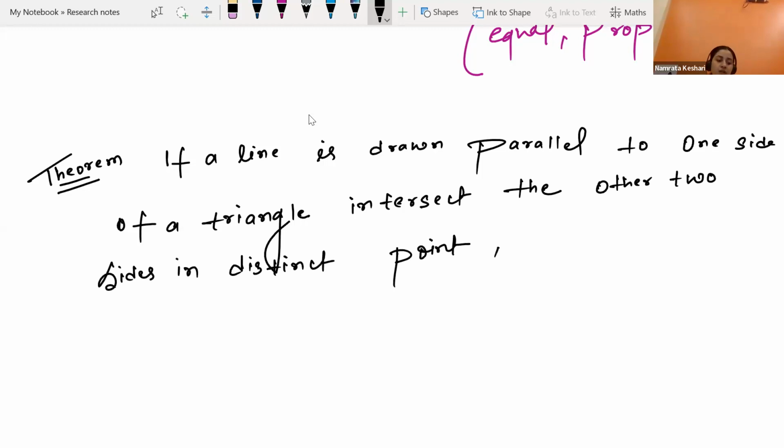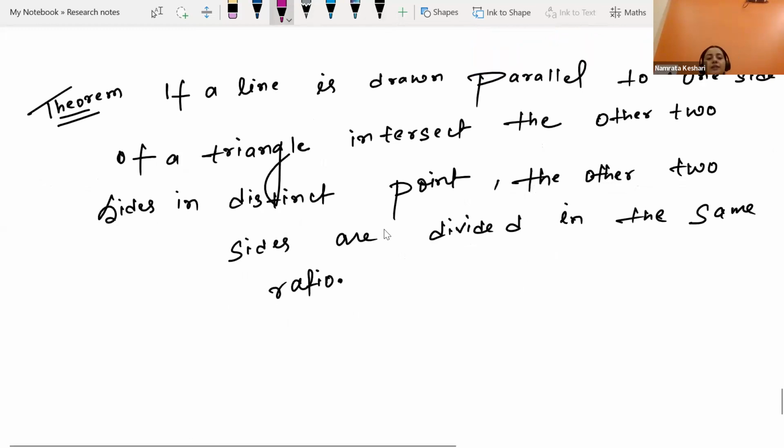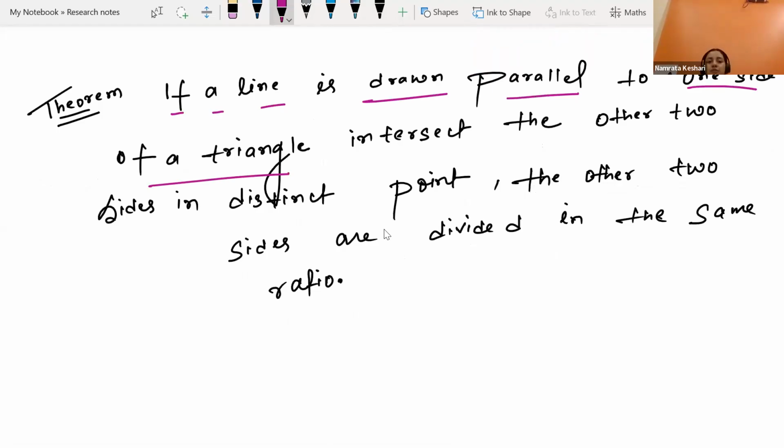The other two sides are divided in the same ratio. Let's read it and let's try to understand. If a line is drawn parallel to one side of a triangle.